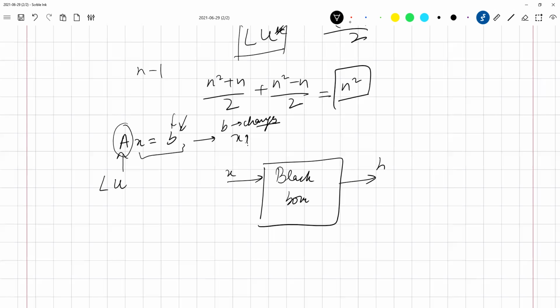Okay, and this is my solution, output b. What is the transfer function of my black box? Usually the black box is not going to change. The black box is going to stay whatever the transfer function is, whatever it is doing, isn't it? In most cases, do you agree or no?